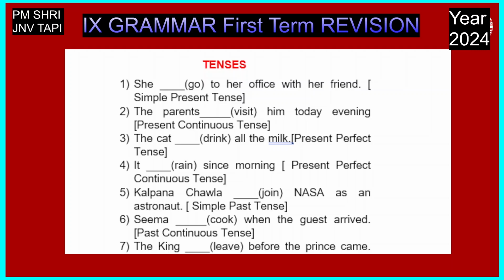Okay, let's begin. She dash go to her office with her friend. Now, what will be the thing here? You can see here, she dash go. Now you have to put the appropriate form of the verb go. The clue is there in the bracket, but it won't be there in the exam. You have to identify what will be there.